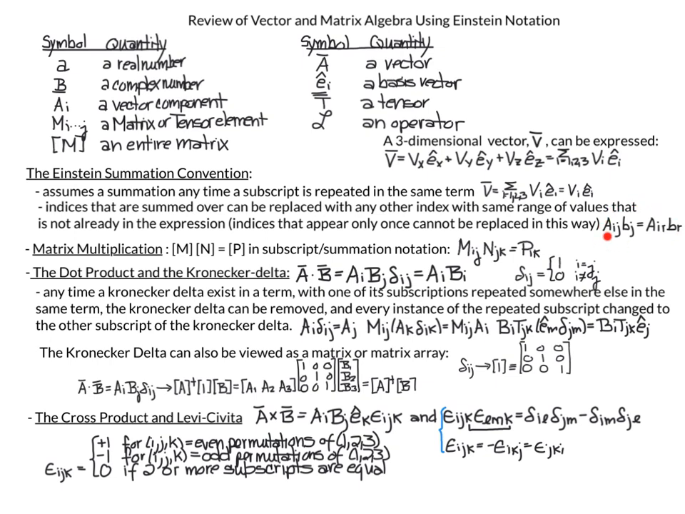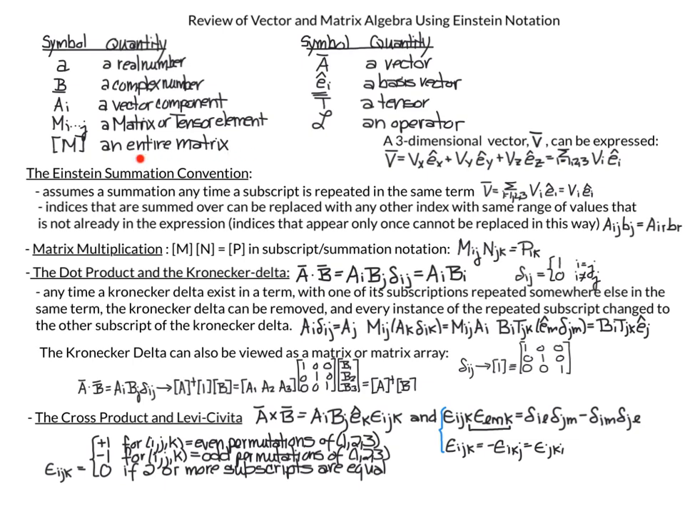And also for this example, a_ij b_j, we can replace the j. Again, here the j is repeated, so the summation is understood, so I can replace the j with r if we like. Indices that appear only once cannot be replaced in this way, so this i over here cannot just be replaced with k, for example. And we will discuss why that is when we go into the subject with more detail.